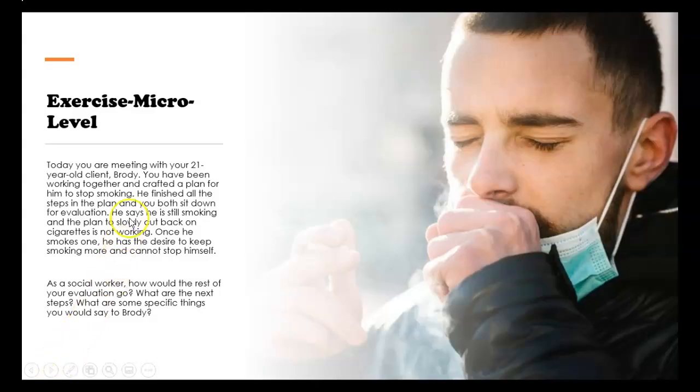This is an exercise, micro level, for a young man. Today you are meeting with your 21-year-old client Brody. You have been working together and crafted a plan for him to stop smoking. He finished all the steps in the plan and you both sit down for evaluation. He says he is still smoking and the plan to slowly cut back on cigarettes is not working. Once he smokes one, he has the desire to keep smoking more and cannot stop. As a social worker, how would the rest of your evaluation go? What are the next steps? What are some specific things you would say to Brody?